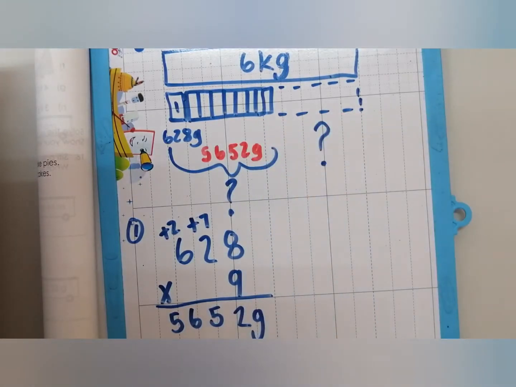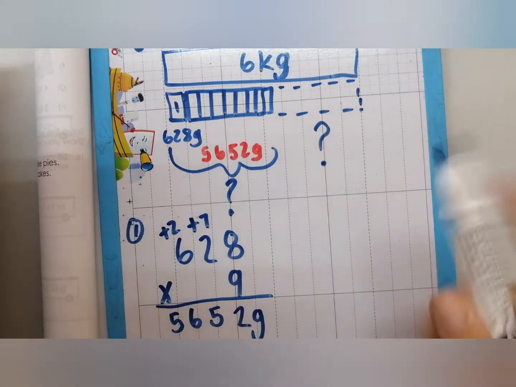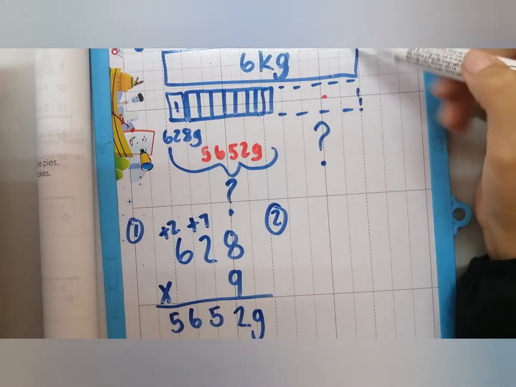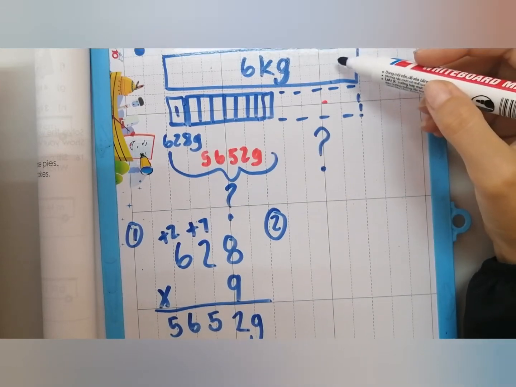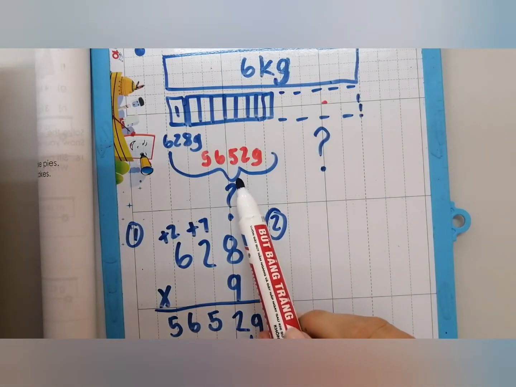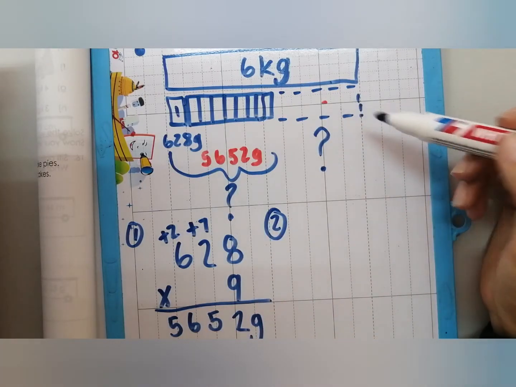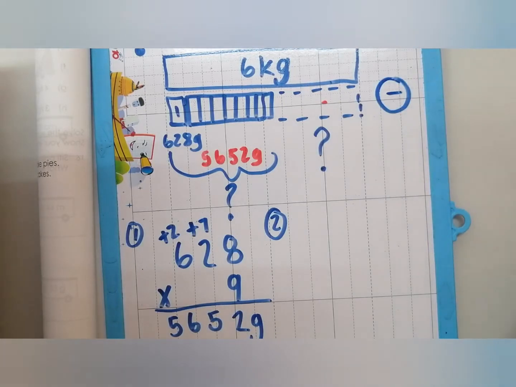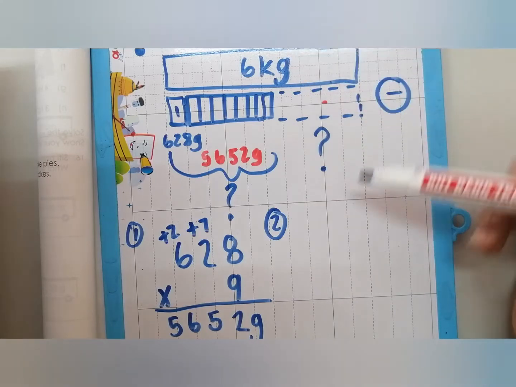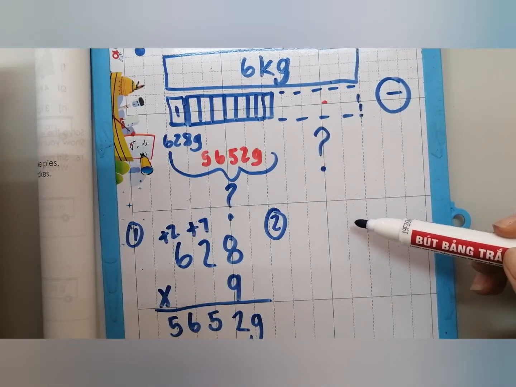5,652 grams. Now we can find out the answer to our next question. How much do the magnets weigh? Right, let's begin. So we know how much they are in total, both the notepads and the magnets, and we know how much the notepads are. So to find the difference means we should subtract. Remember, we always need to subtract the bigger number at the top and the smaller number below.